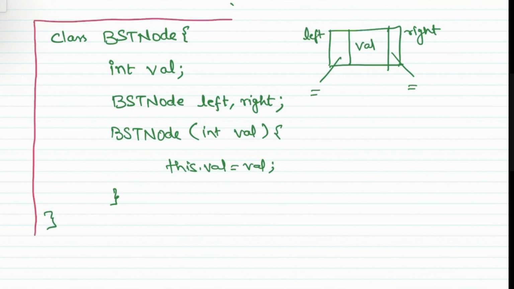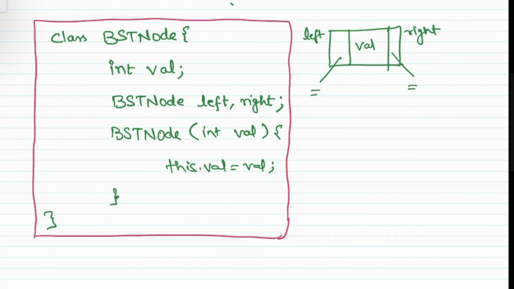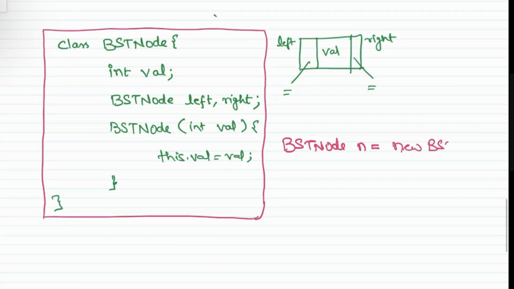So far this is just creation of a data type for every node. If we have to create a node with some value, we will say BST node n is equal to new BST node of any value that we give. Let's say we give 5, so it will be like 5. This will be null, this will be null by default. It will end up creating these nodes.